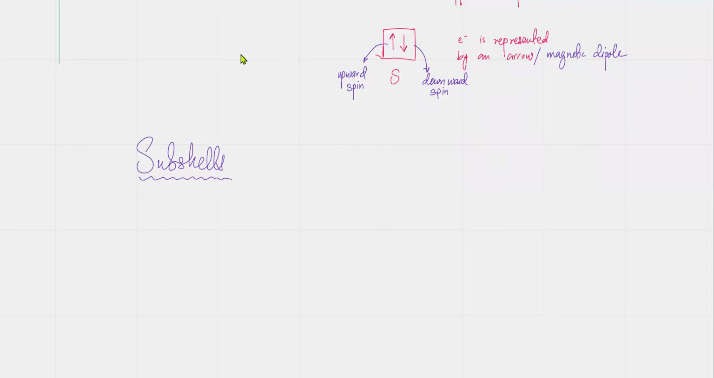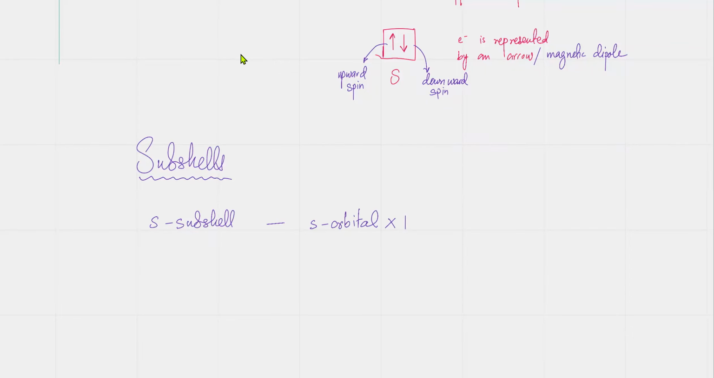So the first one is an S subshell. Now the S subshell has only a single S orbital, that's it, nothing else. So it has just one of them. The S orbital has no direction. I mean, it's a sphere. Even if you turn it around, it still looks like a sphere.